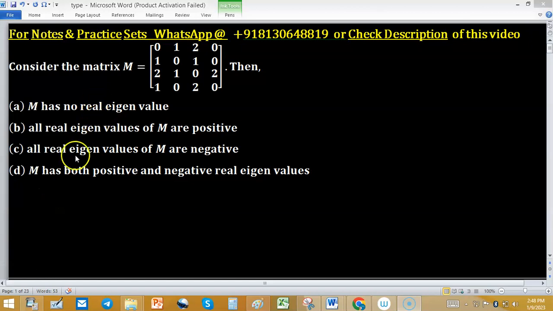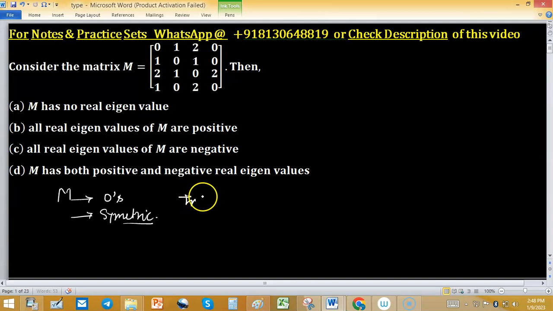Consider M, which is of size 4 cross 4. In this matrix M, you can observe the diagonal elements are zeros, and it is symmetric. A symmetric matrix with the diagonal elements 0, so the trace of this matrix M equals 0. Because it is symmetric, or you can say real Hermitian, all eigenvalues of this matrix M are real numbers.